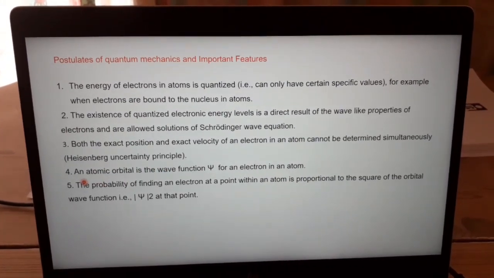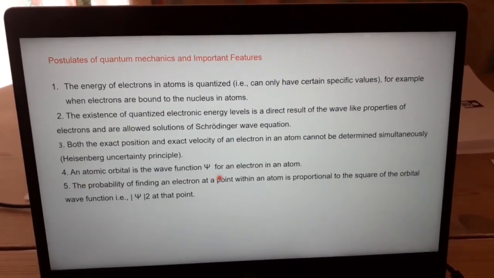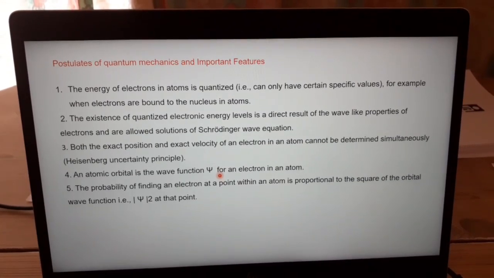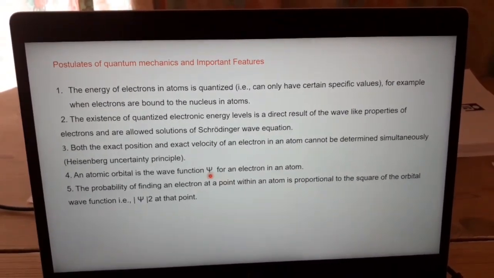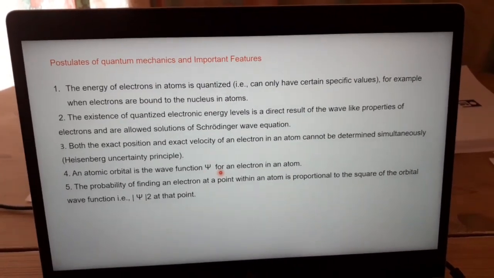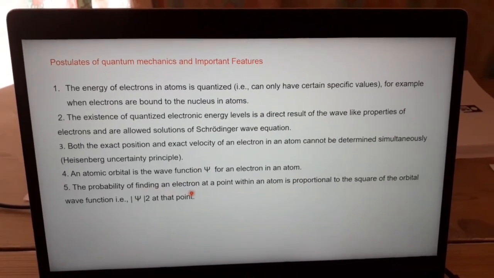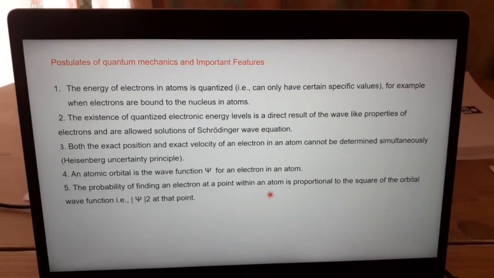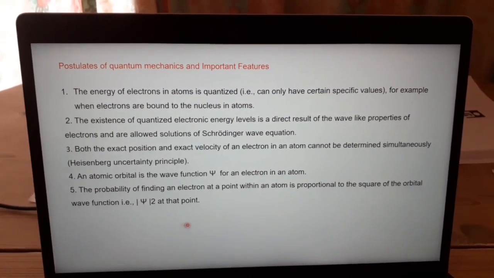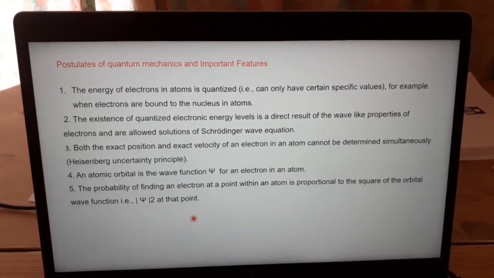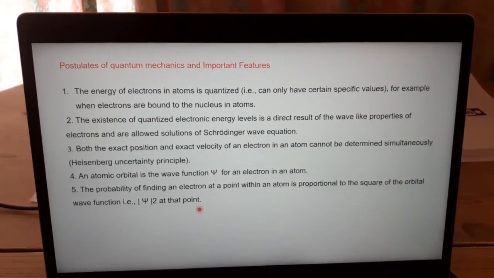The fourth point of quantum mechanics says an atomic orbital gives us a wave function, which we have seen before in the Schrödinger equation, where psi is a function in the Hamiltonian equation, right? And the probability of finding an electron at a point in the atom is proportional to the square of the orbital wave function. Later we will see that the solution of the psi function gives different orbital aspects, and psi square is the probability density factor.